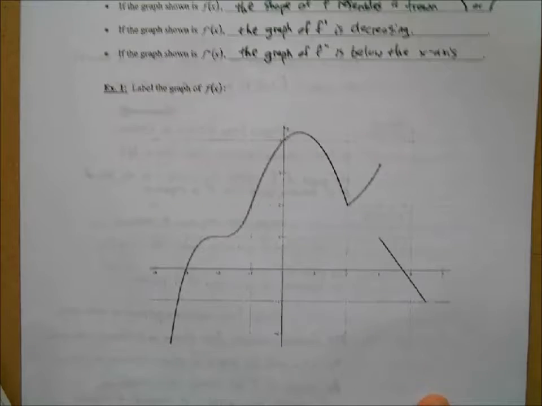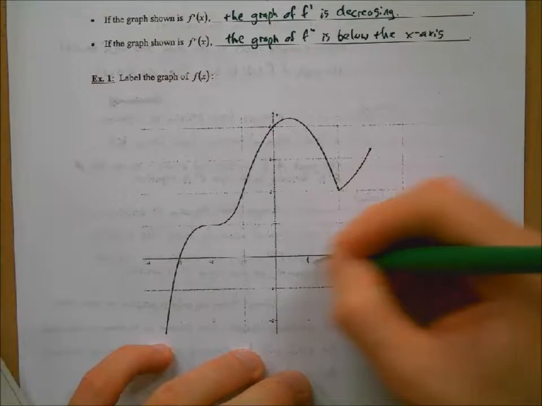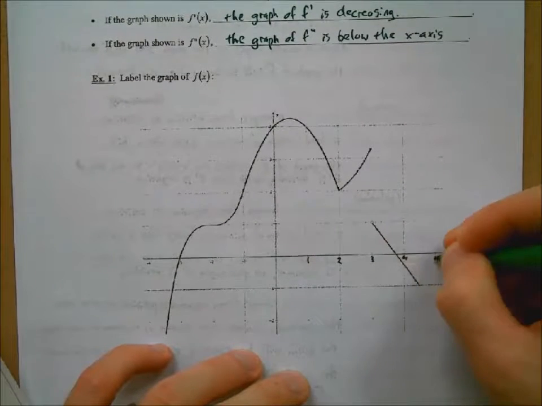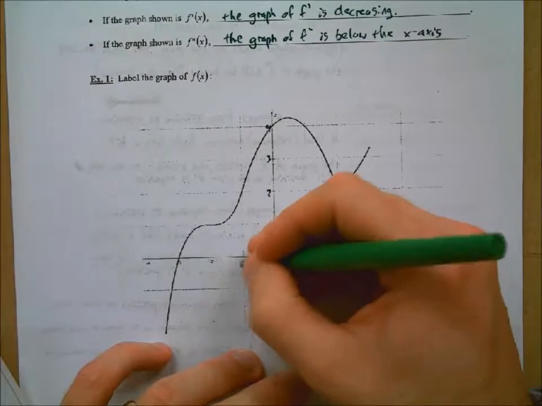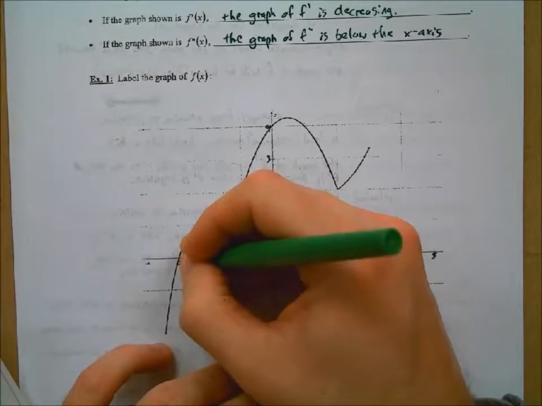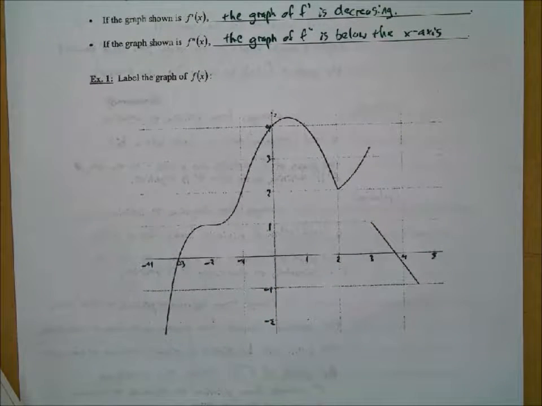So let's take a look here at example 1, the graph of f of x. In this scenario, I think these numbers are supposed to be 1, 2, 3, 4, 5. We're just counting by ones. I know the numbers didn't really show up that well, but you can relabel if you really want to. Example 1 just says label the graph of f of x.